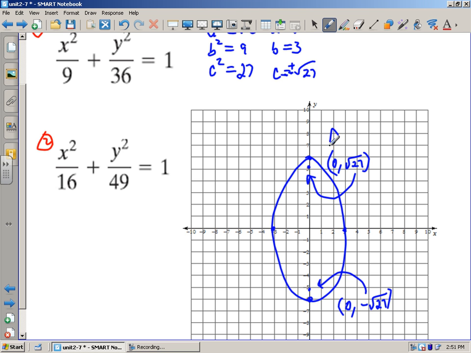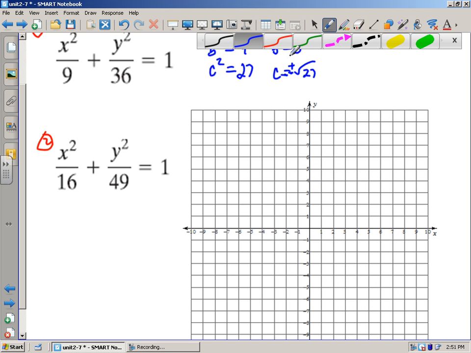So we could say foci, draw a picture, point an arrow, whatever you need to do. But anyway, you need to label it, that's the foci. So let's look at number 2. And I'll erase that.